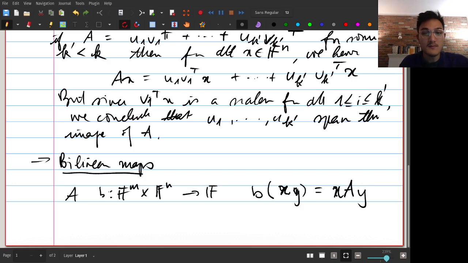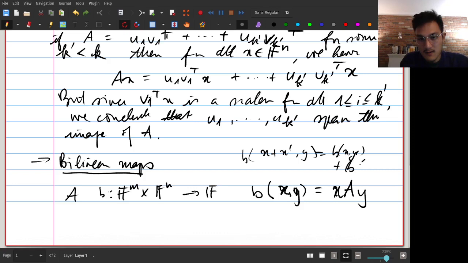So what does bilinear mean? It means that it's linear in the first variable, and it's also linear in the second variable. So B of X plus X', Y is equal to B of X, Y plus B of X', Y, and same if you were linear in the second variable. What that doesn't mean is that if you have X and Y and you add them together in F to the M plus N, it's not linear, because if you had Y plus Y', then there'd be four terms here.